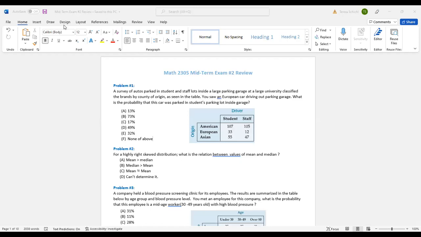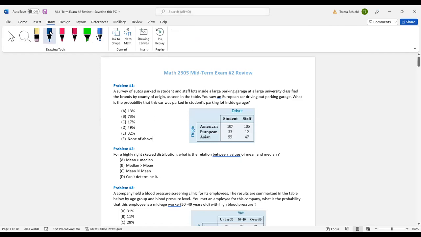A survey of autos parked in the student and staff lots inside the parking garage at a very large university is classified by the brands' countries of origin, as seen in the tables here. The question says you saw a European car driving out of the parking garage. What is the probability that this car was parked in the student side of the garage? The student side of the garage is here.